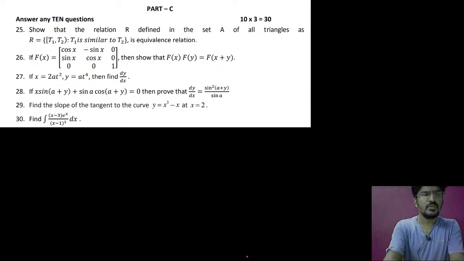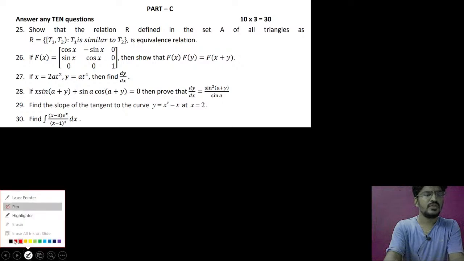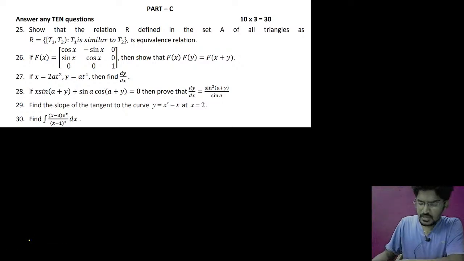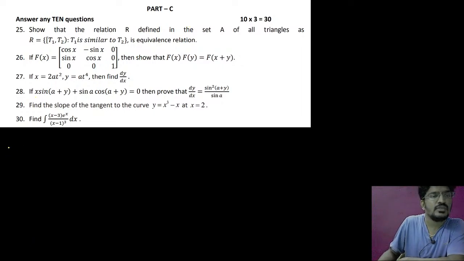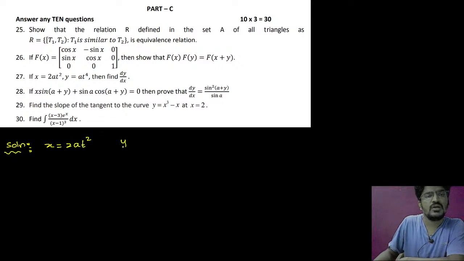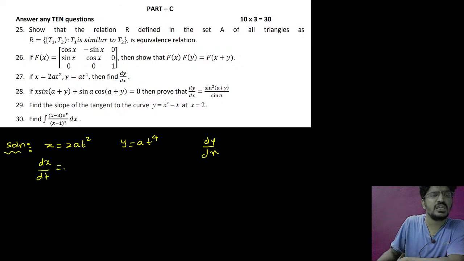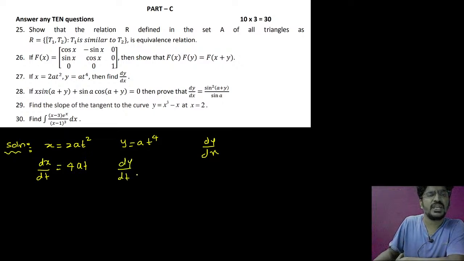That is problem number 27. Now see the problem number 27, that is x equal to 2at square, y equal to at raised to 4. Now you have to find dy by dx. Okay, so this is parametric form. First you write dx by dt equal to 4 times a into t. Next you write dy by dt that is 4at cube.